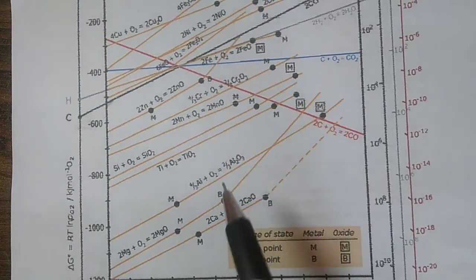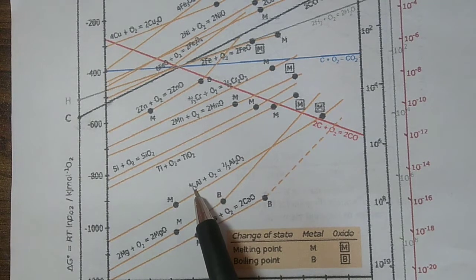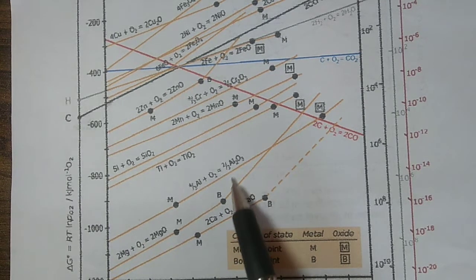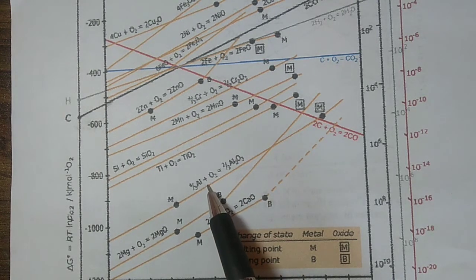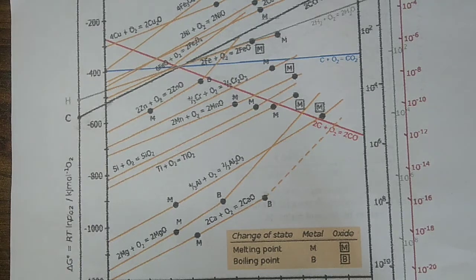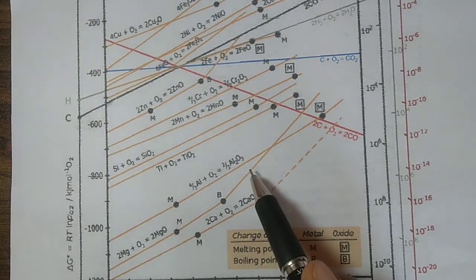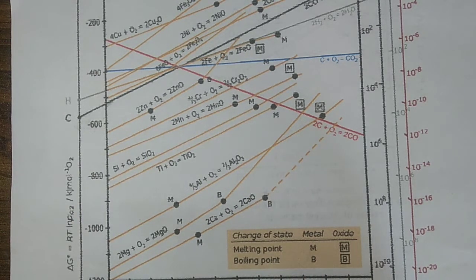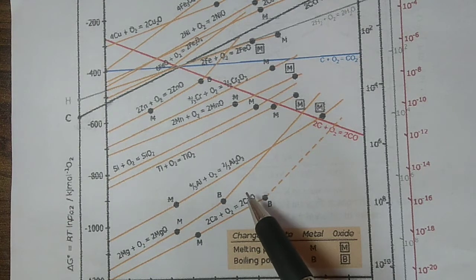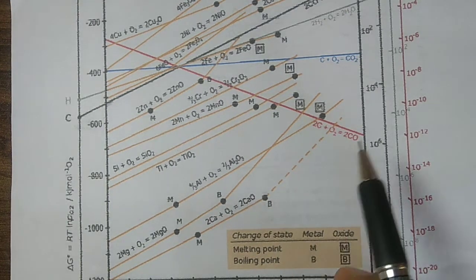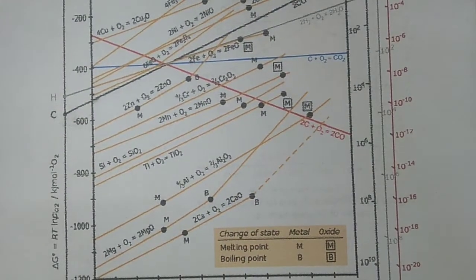If you want to compare these both lines, you have to consider it at a particular temperature. You can observe the difference between them at this temperature. This one is the difference between these two lines at this temperature. You can predict the temperature for reduction also by this type of diagram.